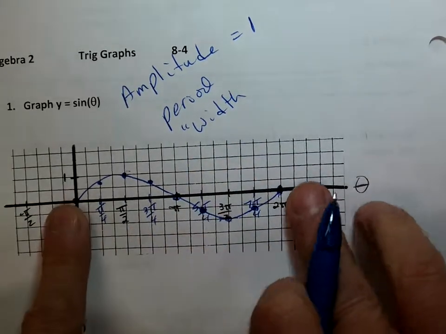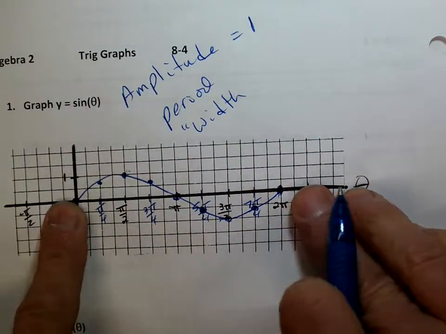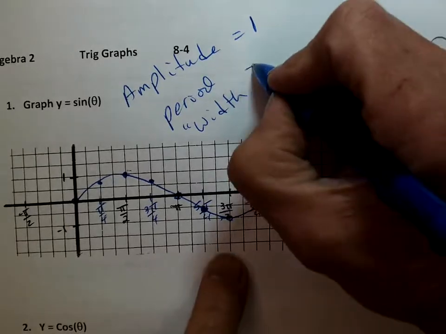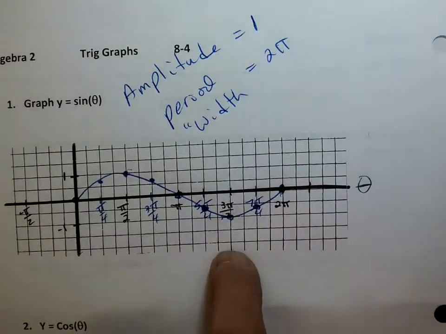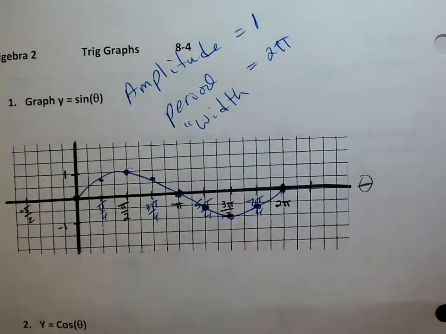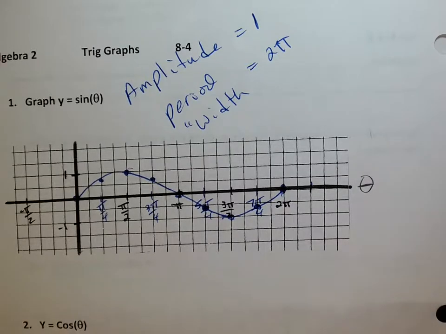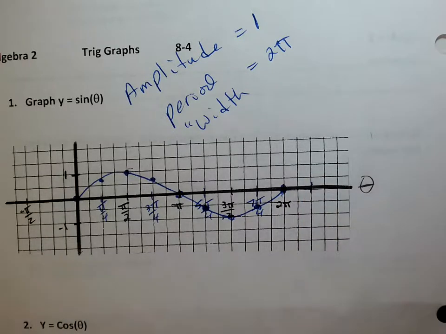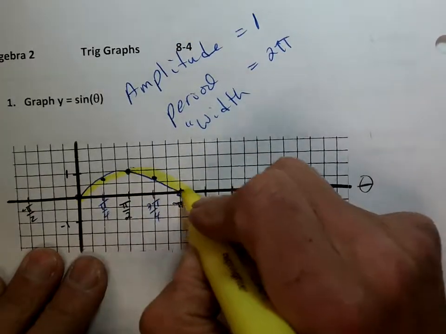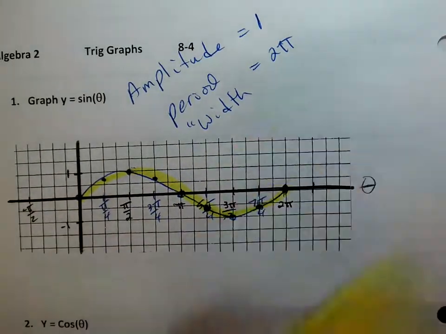And its width, which is called its period, goes from 0 to 2 pi. Its width is 2 pi. One full curve is 2 pi. That's its period, okay? All right, not too bad. Now, we know it keeps going on and on, but the pattern will repeat itself. So we're going to talk about just one. So I'm going to highlight that. This is my one standard sine curve.